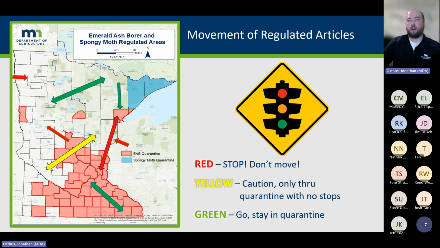You can move freely outside of the quarantine area in non-quarantine counties. You can move regulated articles from a non-quarantine area into a quarantine area, but once you move it into a quarantine area, it is then regulated. The yellow means caution, so you can transit through a quarantine. If you start in a non-quarantine area and are ending up at your destination in another non-quarantine area, you can travel through it. You just can't do overnights or anything like that, but you can stop to refuel or have lunch and things like that. It just means caution. And then, like I mentioned, you can move freely in those quarantine areas or outside of them.